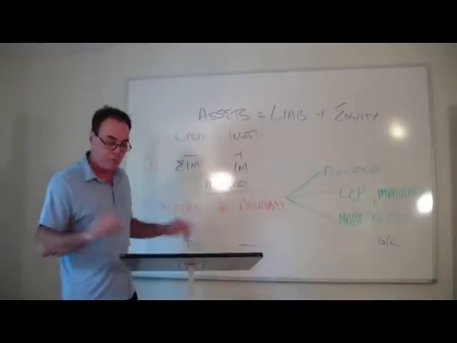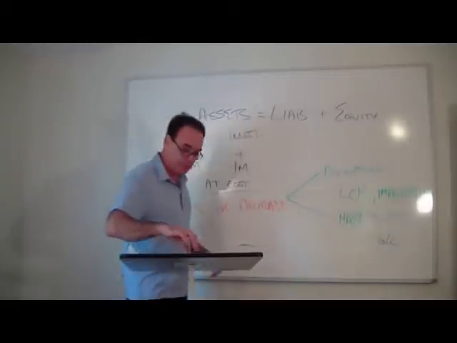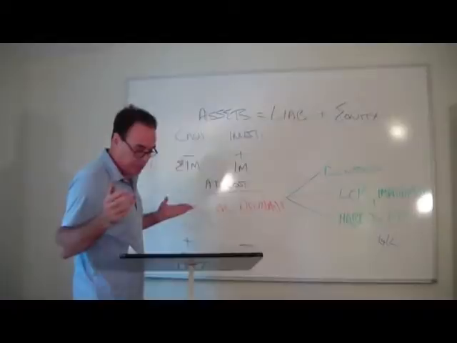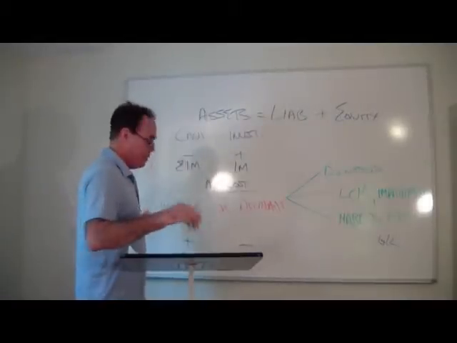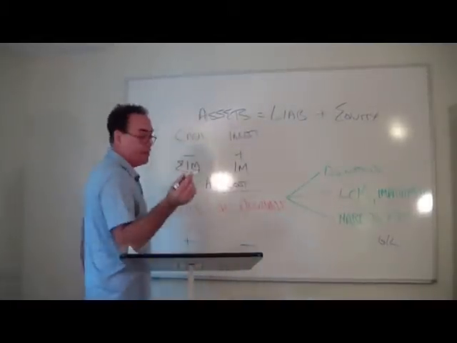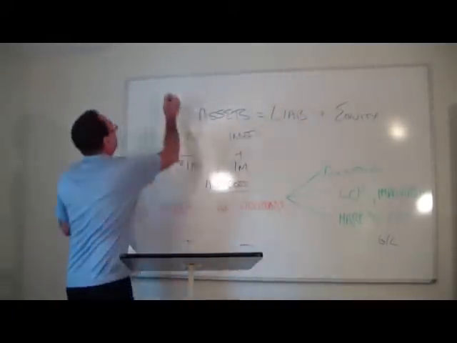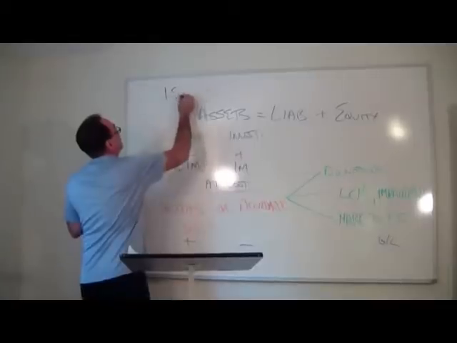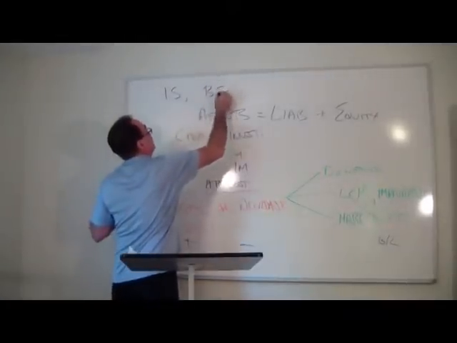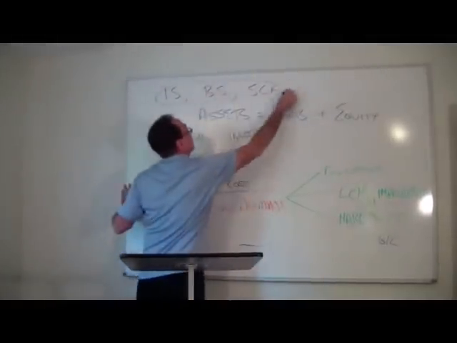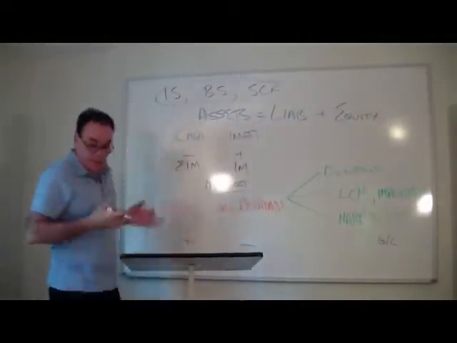Now, recall, what are the basic financial statements that we're dealing with? I need a new color. Let's do, what color? Purple? Did I do purple? I don't think I did purple. Okay, so what are the financial statements? Income statement, balance sheet, statement of cash flows. These are the ones that we're mainly dealing with here. So the question is, how do these things get recorded?